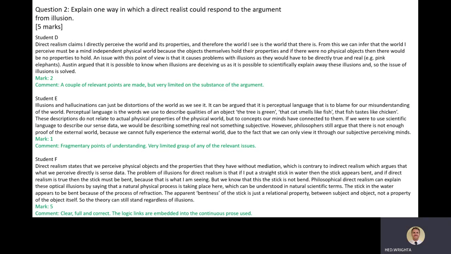And then it's got the philosophical, so it tells me what direct realism is. It tells me what the problem of illusions for direct realism is. And then it tells me direct realism's response to the argument from illusion. Because don't forget, that's what the question's asking for. Explain one way in which a direct realist could respond to the argument from illusion, not what is the argument from illusion. It's how the direct realist responds to the argument. So you need to tell me what a direct realist is, you need to tell me what illusion is, you need to tell me how they respond. That's why they've got 5 marks.